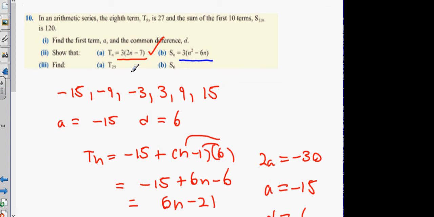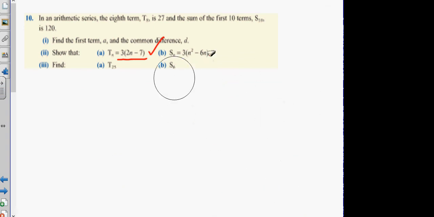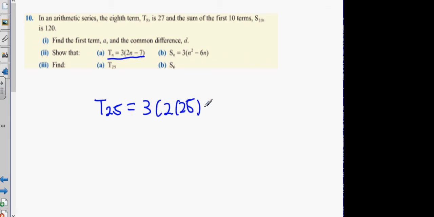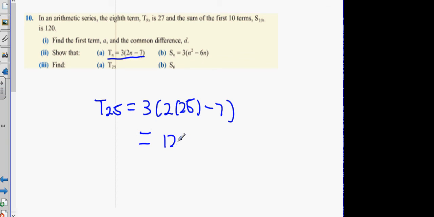Now guys, next part. 10 minutes left. Yes. Okay. What he's asking for next is, they want to find out T25 and S6. All we have to do for T25 is replace n with 25. So in this equation, anywhere you see n, put 25. 3 multiplied by 2 times 25 minus 7, close brackets. All you have to do now is multiply it out. 3 brackets, 2 times 25 is 50, minus 7. Now you know that that one is 129.